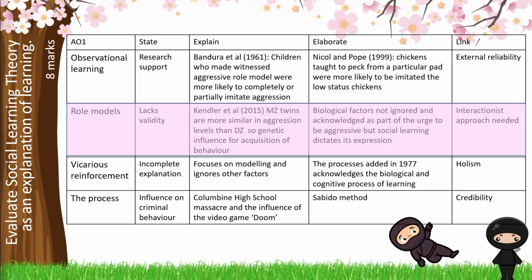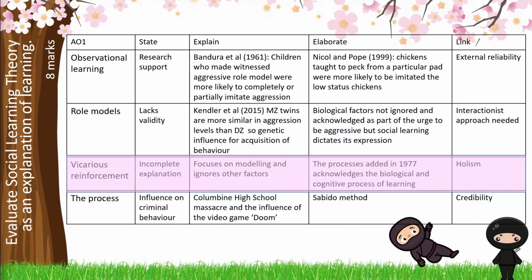Really important here. We can talk about social learning theory lacking accuracy in that it ignores other explanations. Specifically here, we're talking about Kendler et al. and using our example of monozygotic and dizygotic twins, and this having a genetic influence on aggression, not just learning socially. However, we want to be really clear here that Bandura did not ignore biological factors. He said that actually this is part of the urge to be aggressive. However, how it is shown is socially dictated. Here we can have our interactionist approach is needed as our mini conclusion, that actually we need to consider both social and non-social explanations for behaviour.